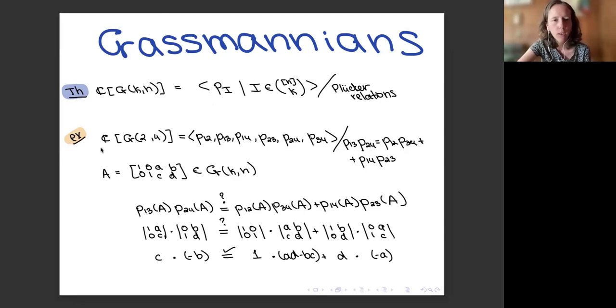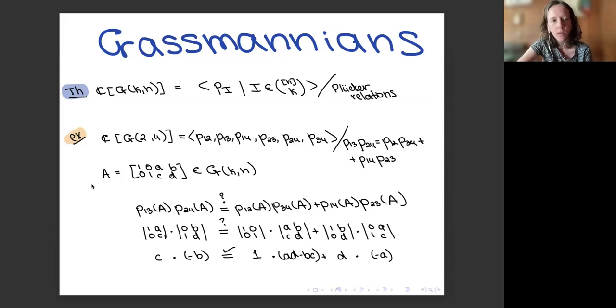Okay, so for example, if you take the smallest non-trivial example, let's say Grassmannian 2, 4, then it would be generated by all the two element subsets of the set 1 through 4 as Plucker coordinates. So 1,2, 1,3, 1,4, 2,3, 2,4, 3,4. And then the Plucker relations, in this case, there's just a single Plucker relation, and it's that the product of P1,3 times P2,4 is P1,2 times P3,4 plus P1,4 times P2,3. Okay, some relation. Don't have to remember it.